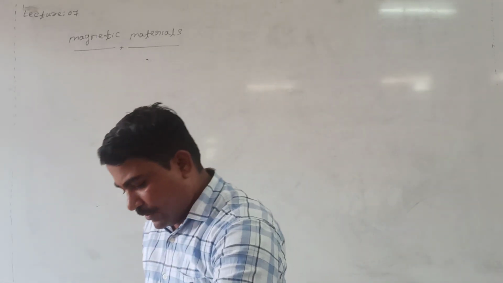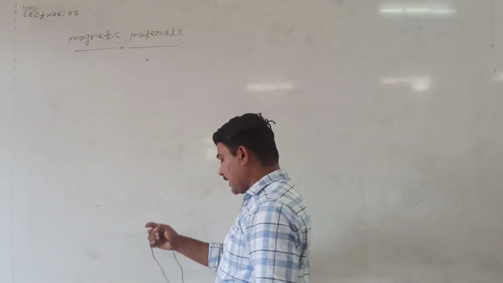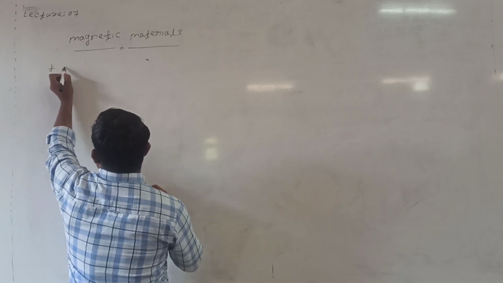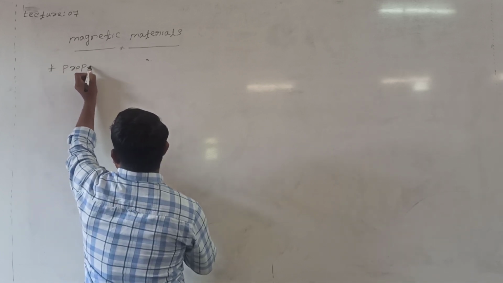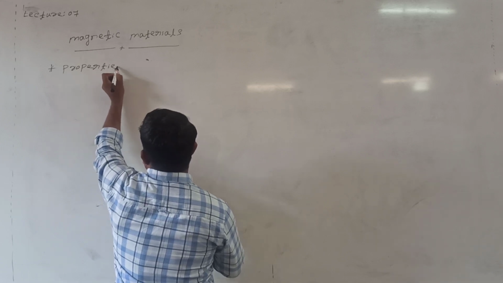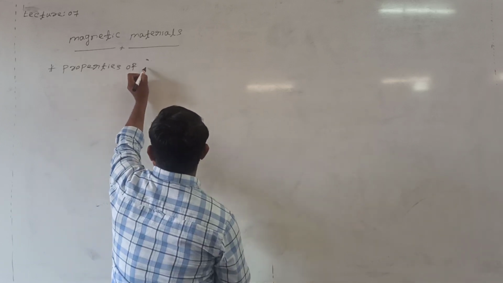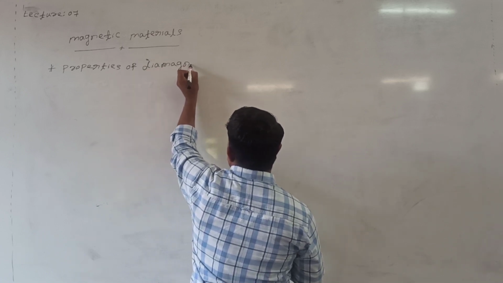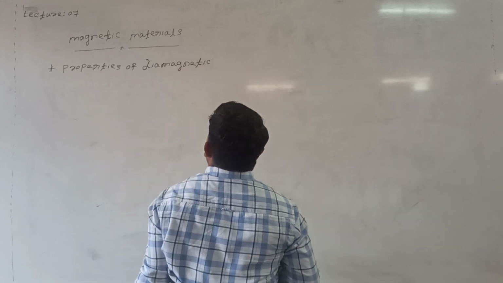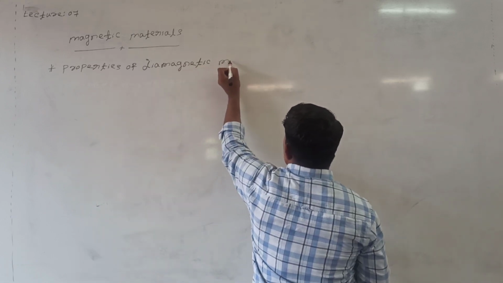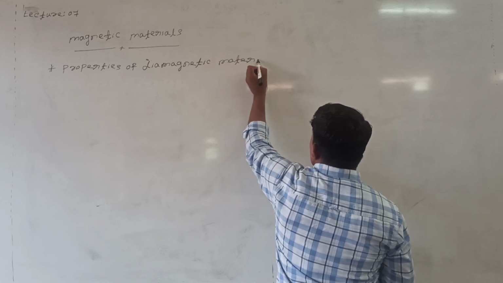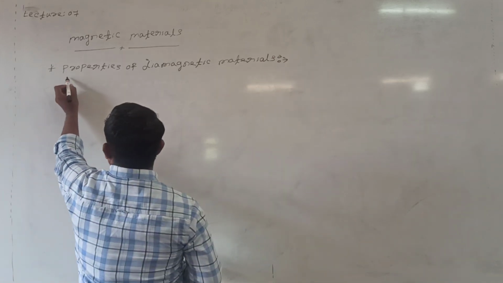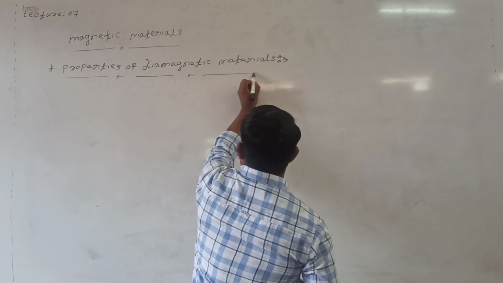Let us see one by one. What are a few properties of diamagnetic materials? In detail we will see. The concept is properties of diamagnetic materials. One by one, see what the properties of diamagnetic materials are.